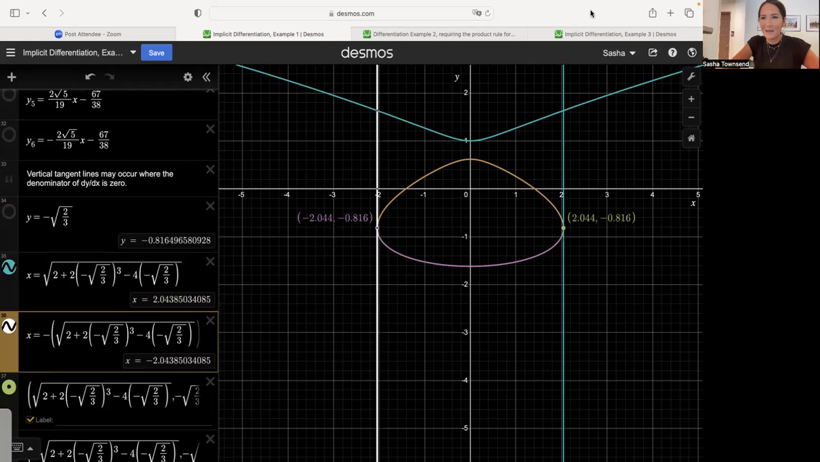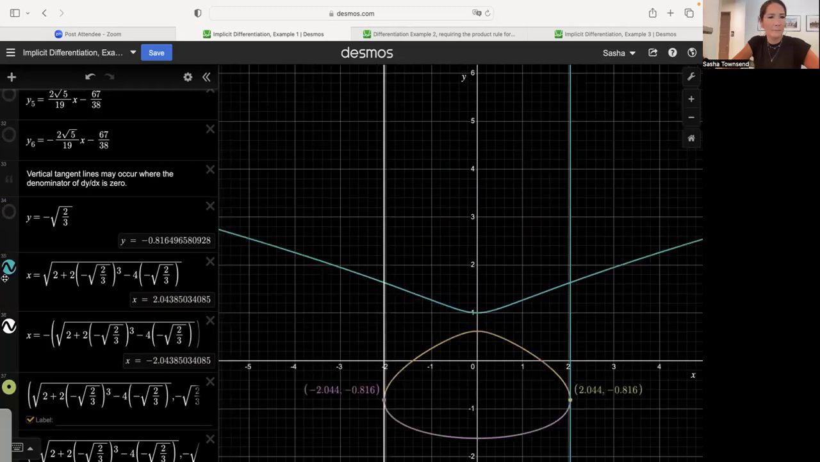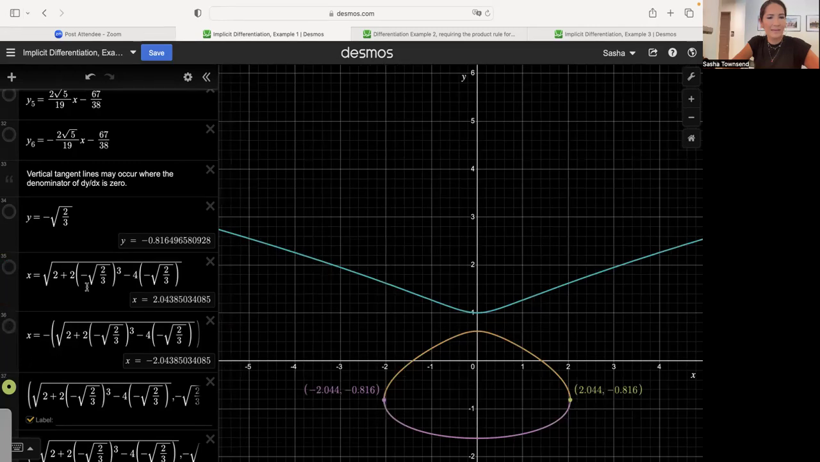In that case, it's really helpful to have a graphing calculator that can show you sort of what the relation looks like. And I know that these look really bad, but we could have simplified them. We just chose not to due to time constraints.